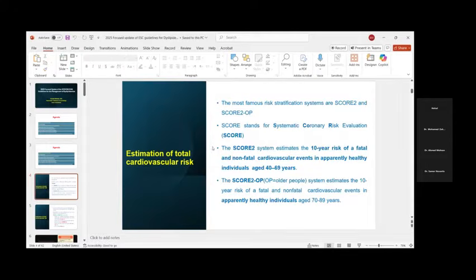Actually, the most famous risk stratification systems are SCORE2 and SCORE2-OP. SCORE stands for Systematic Coronary Risk Evaluation. The SCORE2 system estimates the 10-year risk of fatal and non-fatal cardiovascular events in apparently healthy individuals aged between 40 and 69 years, while SCORE2-OP, OP stands for older persons, estimates the 10-year risk of fatal and non-fatal cardiovascular events in apparently healthy individuals aged between 70 and up to 89 years.